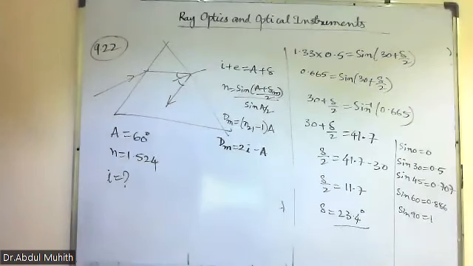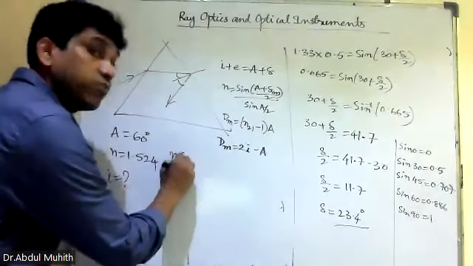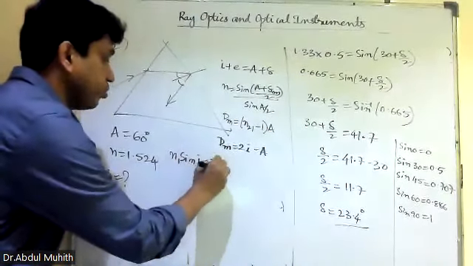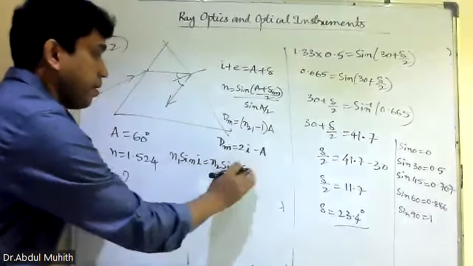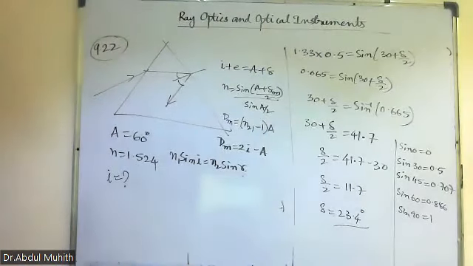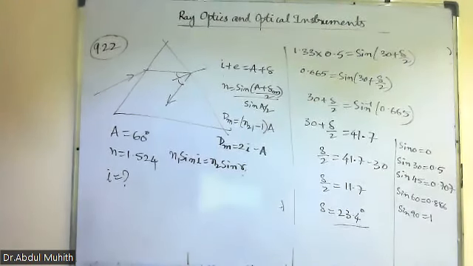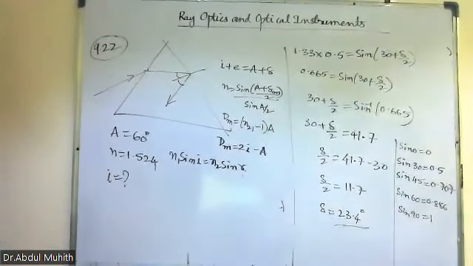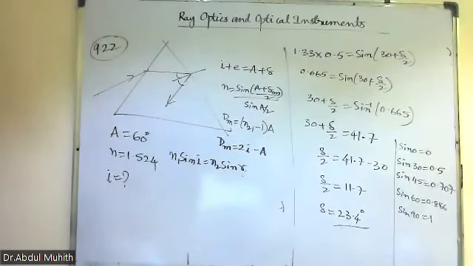See, we have the refractive index formula, right? Whenever we have such a situation, n1 sin i is equal to what? n2 sin r. So n1 sin A is equal to n2 sin r. Now tell me what he will do now. It is from glass to air.